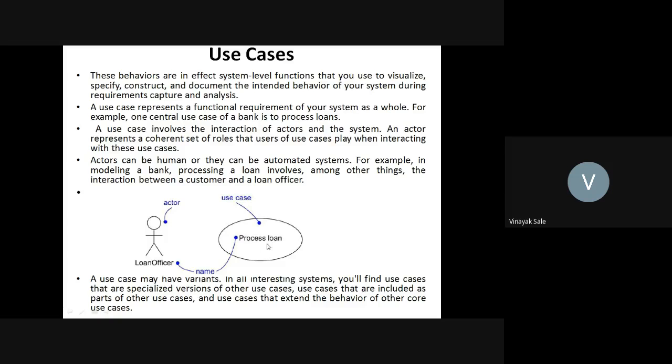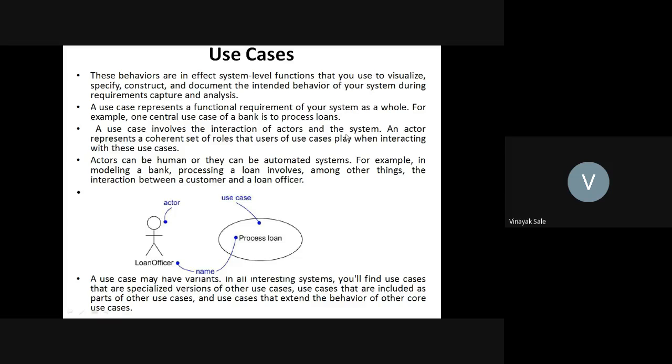For this use case, the name is process loan. This is the loan officer. These are the names: loan officer, process loan. The elliptical shape is known as a use case and the human-like structure is known as an actor. So a use case involves interaction of actors and the system.